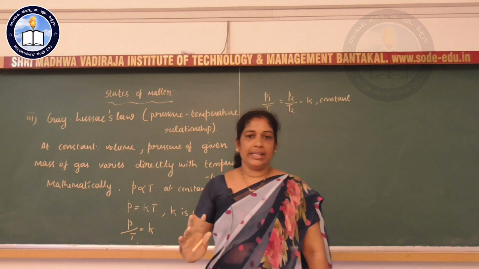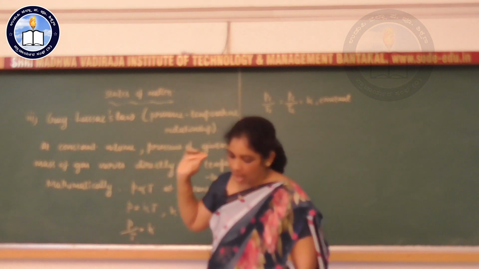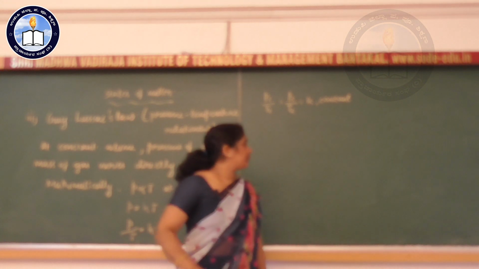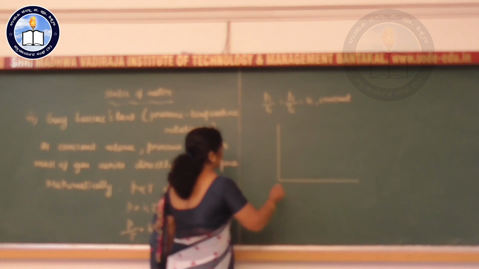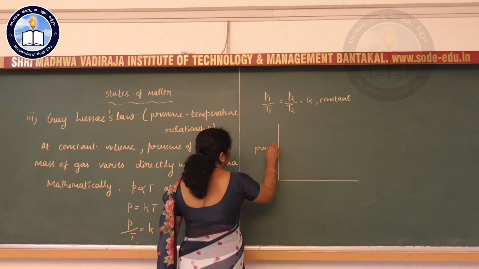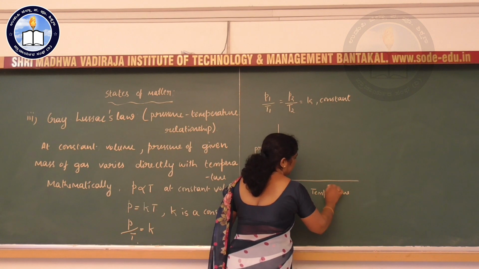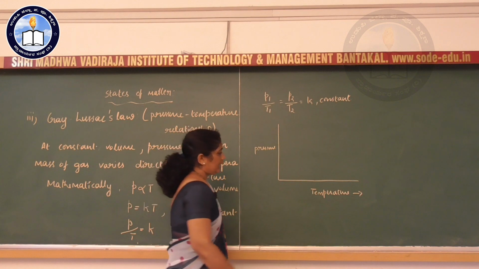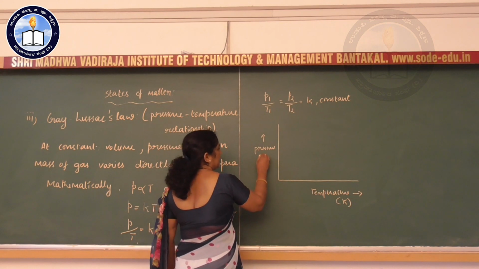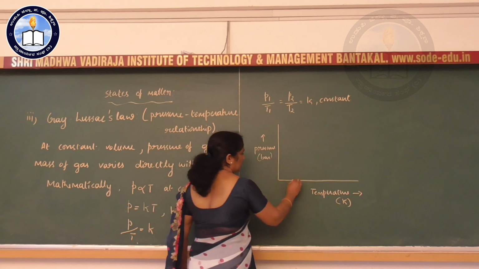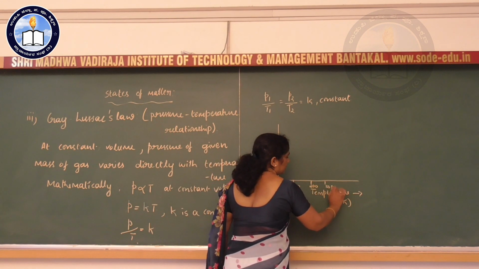Let us study the graph of variation of pressure versus temperature, with volume kept constant. Here temperature is taken along the x-axis in terms of Kelvin. Pressure is taken along the y-axis in terms of bar. Let us take 100 Kelvin, 200, 300, 400.